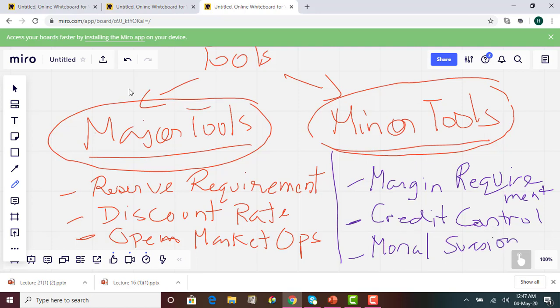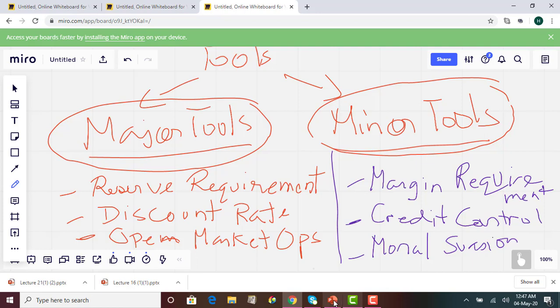Okay, so under monetary policy, we use tools to control the money supply. Now there can be two types of tools. Major tools have a direct effect on the money supply, and these major tools are the reserve requirement, discount rate, and open market operations. There is another type of tool to control the money supply, which is called the minor tools. These have an indirect effect on the money supply, and the minor tools are basically the margin requirement, credit control, and moral suasion. Now we are going to discuss each of these in detail so you understand what each of these means.